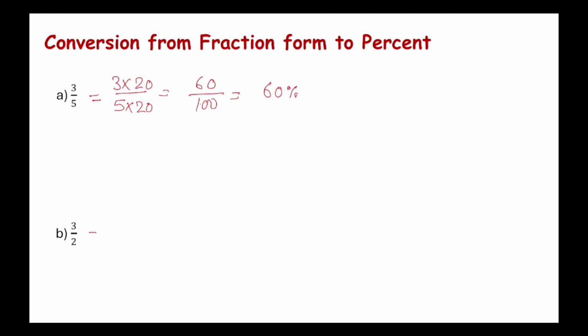Now next is 3 over 2. What number do we multiply by to get 100? 50. So we will multiply 50 in the numerator as well. So 50 times 3 is 150 over 100. So the percent of it is 150%.